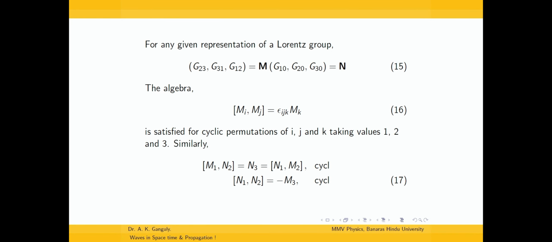So, if we take two successive boosts, one in the first direction, that may be x, then a second one in the y direction, and then interchange their order, which is equivalent to a rotation in the anticlockwise direction about the third axis M3. And this whole thing continues if we keep changing 1 by 2, 2 by 3 or 3 by 1.